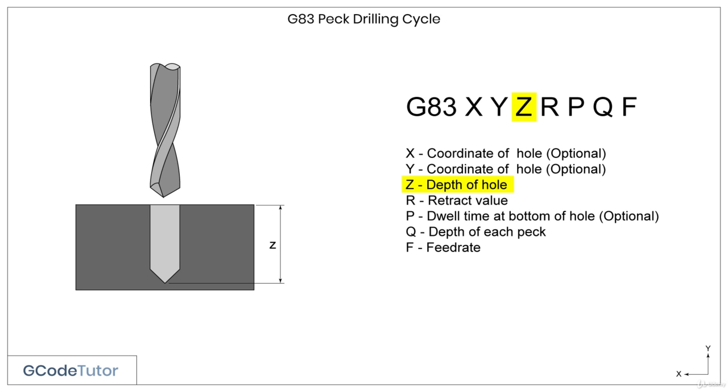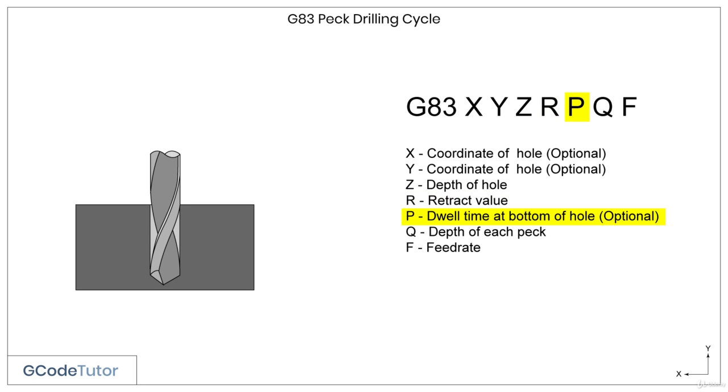Assuming we have set the datum on the surface of the material, our Z line on this move defines the depth of our hole. After each peck the drill returns to the same position. We define this position by using an R value. This is our retract value.